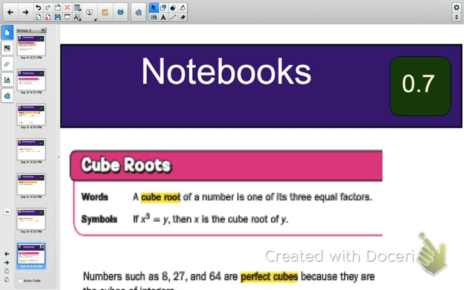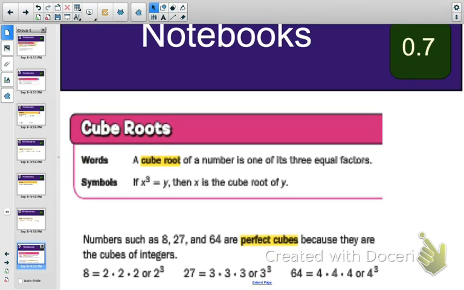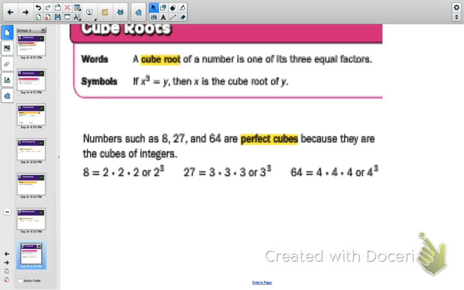Okay. Cube roots. A cube root is similar to a square root, except now you have 3 equal factors. So if x cubed equals y, then x is the cube root of y. If it's x to the 3rd power, we read that as x cubed. We have perfect cubes such as 8, because 8 is 2 times 2 times 2, or 2 to the 3rd. 27 is 3 times 3 times 3, or 3 to the 3rd. And 64 is 4 times 4 times 4, or 4 to the 3rd. 1 is also a perfect cube. That's 1 times 1 times 1. Same with 0.